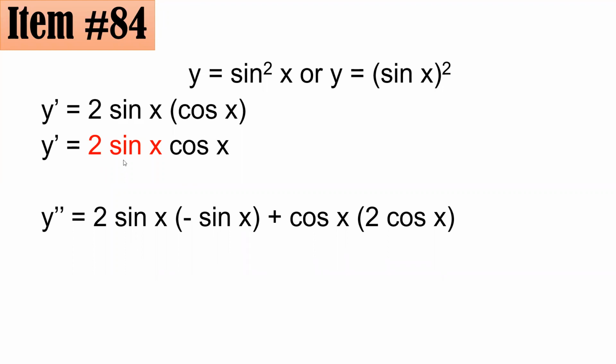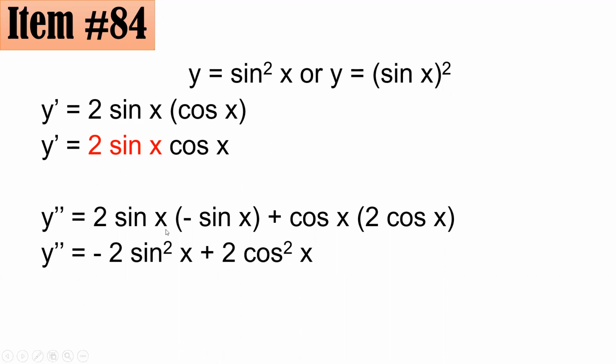Yung derivative po ng sine is cosine. That's why the derivative of 2 sin x is 2 cosine x. Simplifying this, 2 sin x times negative sin x ay magiging negative 2 sine squared x po yan. Tapos ito naman po yung cosine x times 2 cosine x ay magiging 2 cosine squared x. And I'll just factor out 2. That's why meron pong 2 dito.